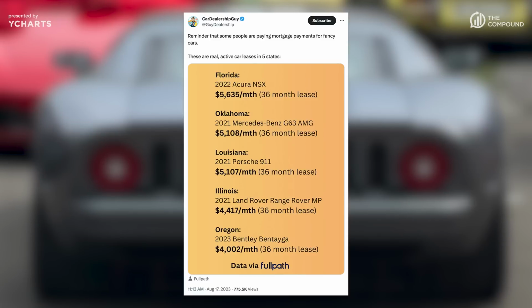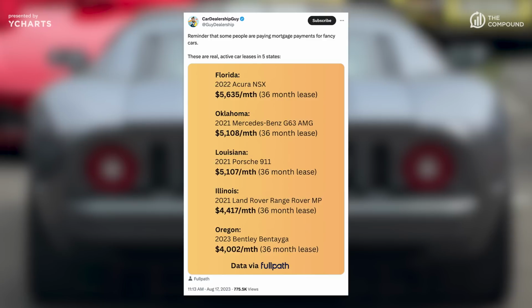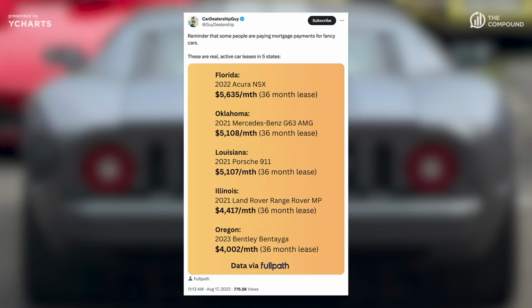This blew my face. So getting back to the car stuff, car dealership guy, reminder that some people are paying mortgages for fancy cars. These are real active car leases in 5 states. So an Acura NSX, beautiful car. Not quite a Honda Accord, but still nice. A 36-month lease, $5,600 a month.